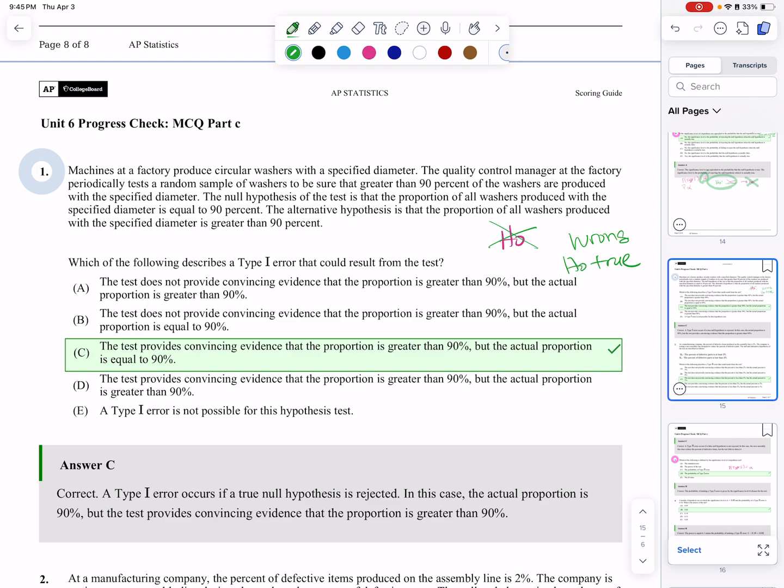So what you need to do is find your H0. In this case, the H0 is p equals 0.9, and the HA is p is greater than 0.9. And so the type 1 error is when I have convincing statistical evidence that the proportion is greater than 90%, but the actual proportion is 90%. So when I did the test, I said this is wrong and this is true, and then I go, wait a minute, actually that was true. Let's back up. So C describes that.